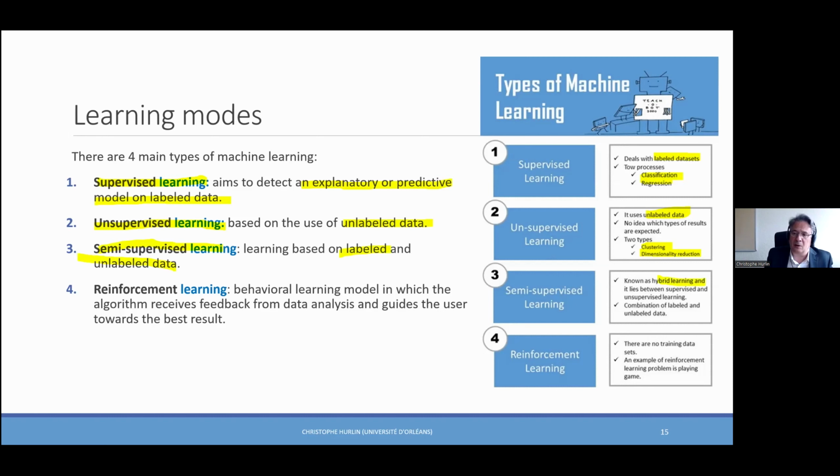Reinforcement learning is very particular because the algorithm receives some feedback from data and guides the user towards the best result. It is used more and more in finance. I noted that Amir Lanoir uses machine learning for portfolio allocation, and the type of learning that is used in portfolio management is reinforcement learning.